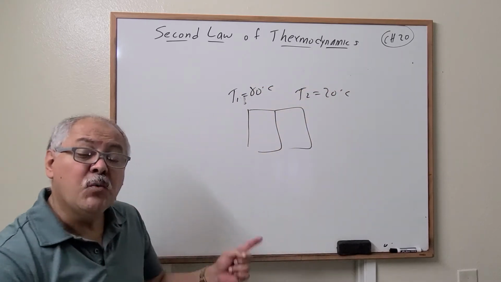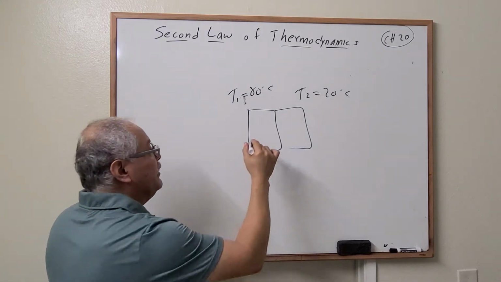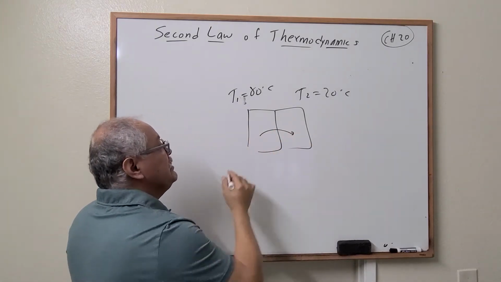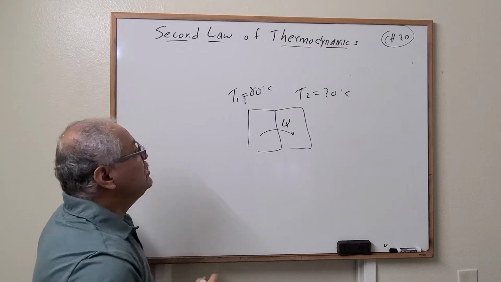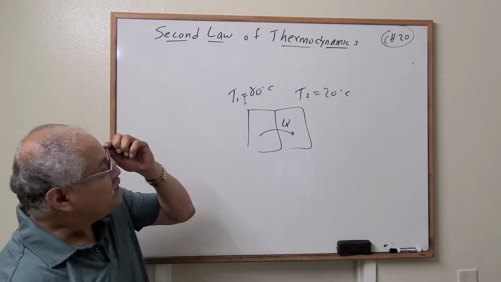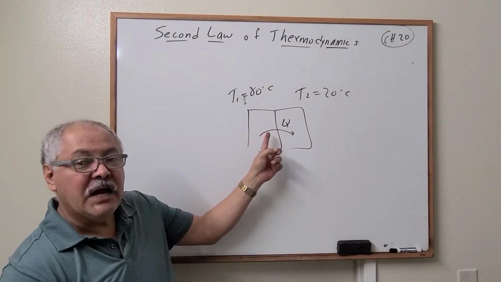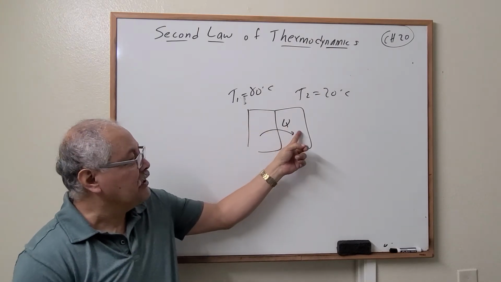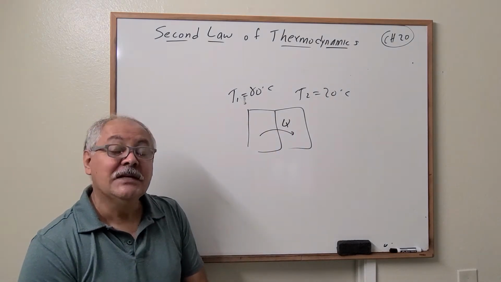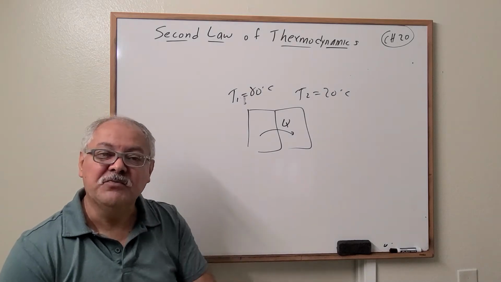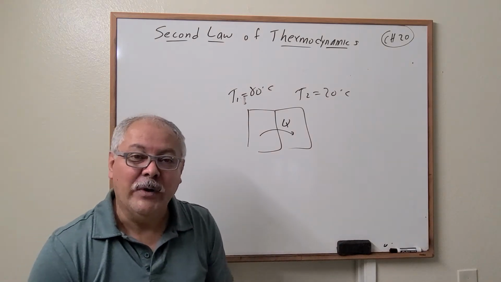What happens? Well, we have heat transfer, remember? From the hot object to the cold object. And this is the second law of thermodynamics: heat flows spontaneously from the hot object to the colder object. We have more definitions, but let's start with the first one.